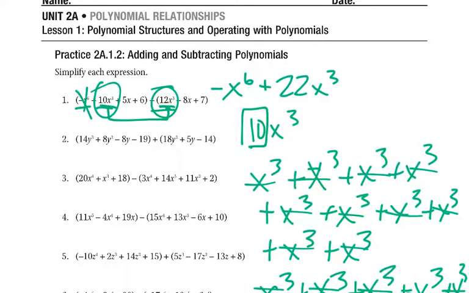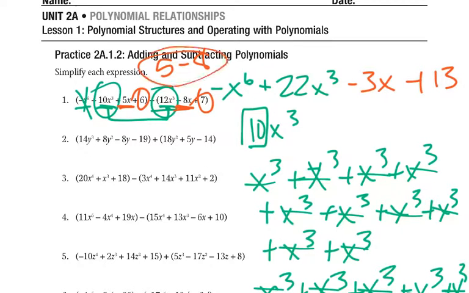Then we look for the next one, 5x and a negative 8x. So 5 minus 8 would give us a negative 3 times x. Then 6 and 7, we'd add those to get positive 13. So if that confused you, think of it as like, I've got 5 positive x's. I've got 8 negative x's.